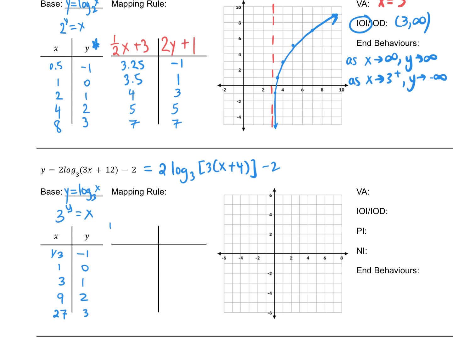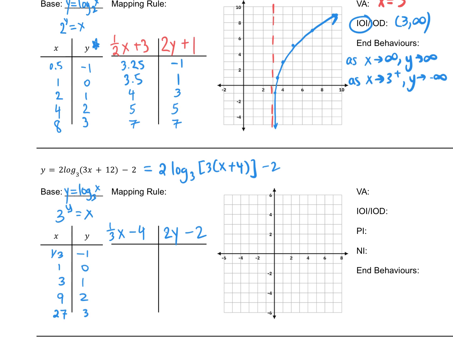So your x value will get multiplied by a third for the horizontal compression, then subtract 4 for that left 4. And the y's will get doubled for the stretch and subtract 2 for the shift down. And now we can apply that mapping rule to our base coordinates.